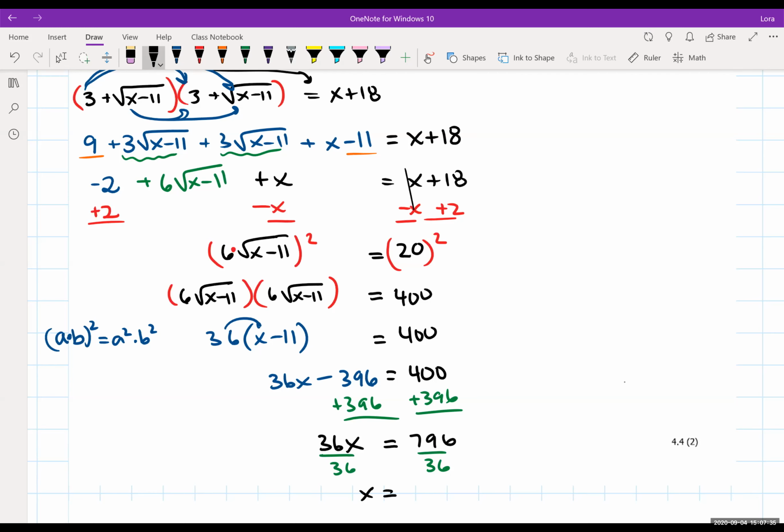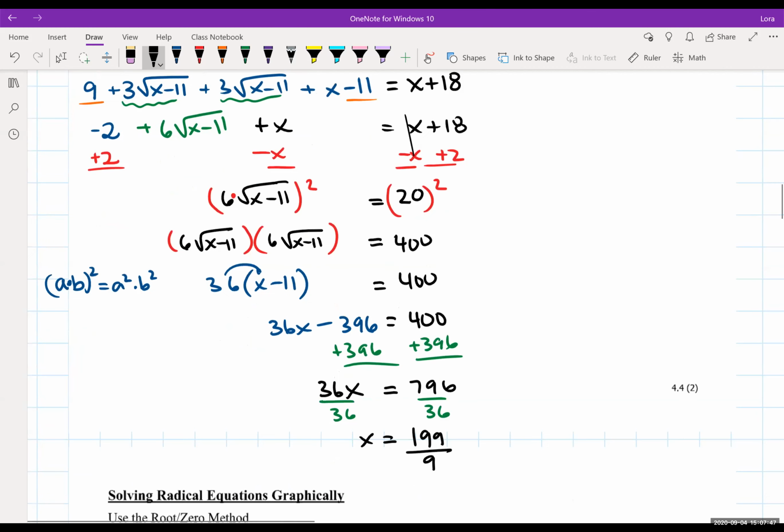I probably would see if I can reduce. They're both nice, even numbers. So 796 over 36. Maybe I'll use my fraction key on my calculator. I end up getting 199 over 9. I mean, it's not a great number, but it looks a little prettier than what we started with.